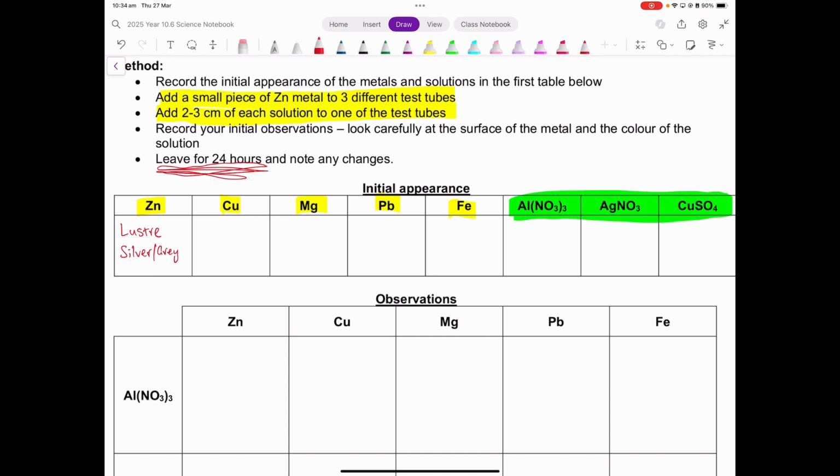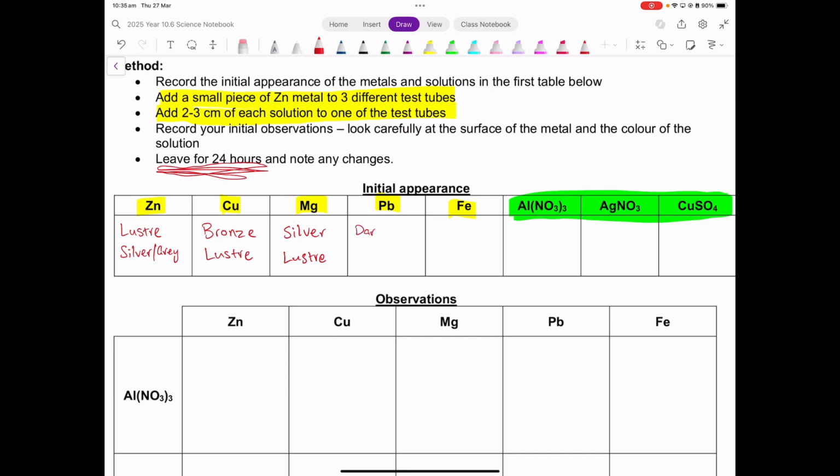What about copper? Someone help me out. Bronze in color. Did it have a luster? Yes. And it had a luster. Great. Magnesium, please. Silver in color. Did it have a luster? Great. Lead.